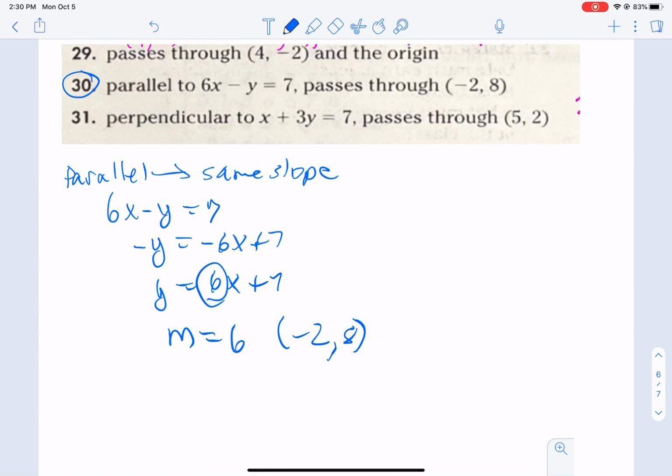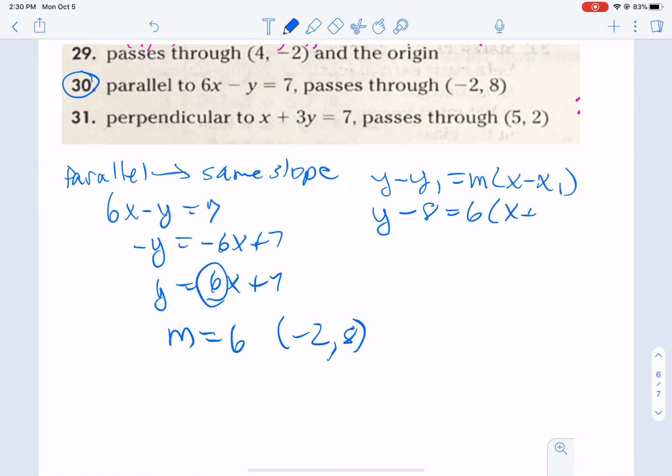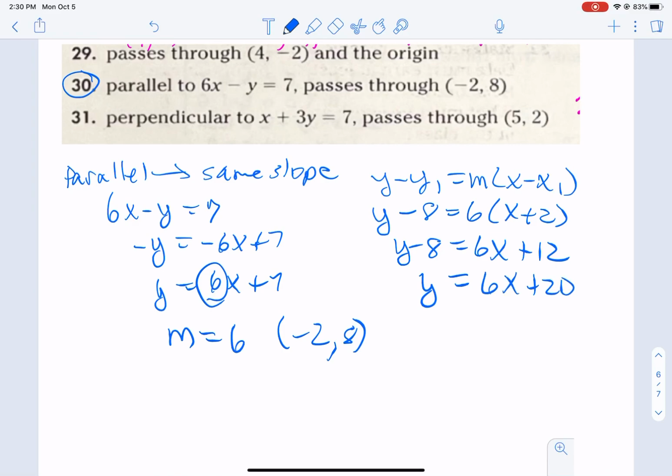That is a perfect example of using y minus y1 equals m times x minus x1. So let's put those values in. So it's going to be y minus 8 equals 6 times x plus 2. And then just distribute the 6. So y minus 8 equals 6x plus 12. Add 8 to both sides, and we got it. And so that is number 30.